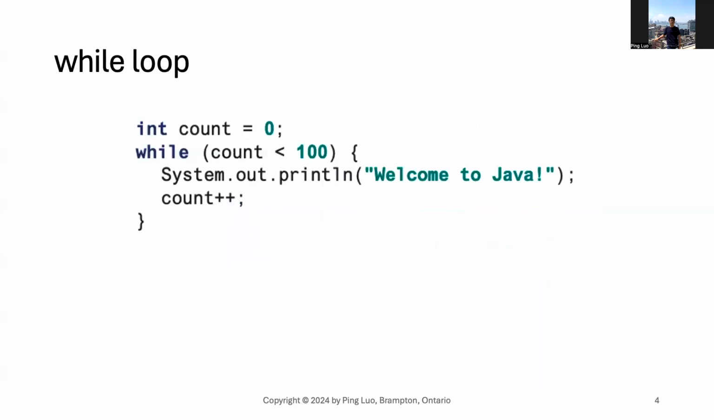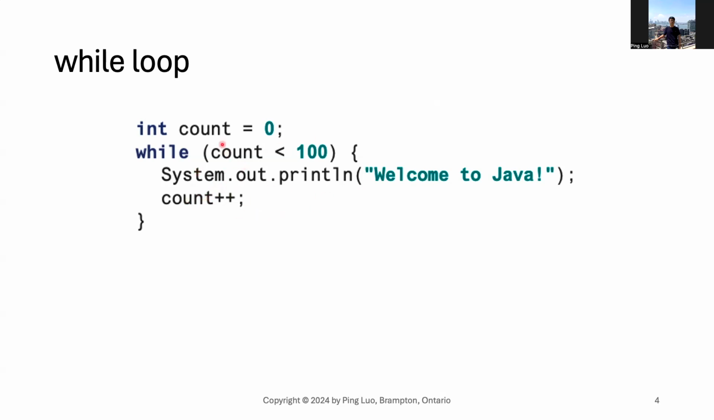But instead, we can use this loop, called the while loop. Basically, we declare a variable as a counter to count how many times the statement has already been done. At the beginning it is 0, which means nothing is printed to the screen. While this counter is less than 100, we print something, like "welcome to Java", to the screen. Since we have done it once, we increase count by 1. Count++ is just count equals count plus 1, right?